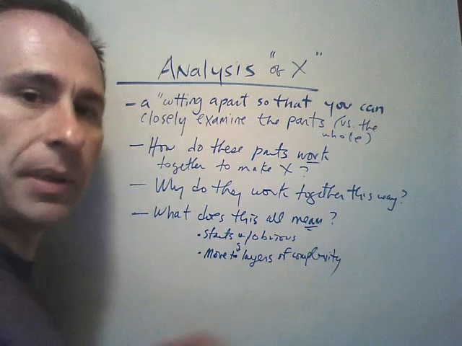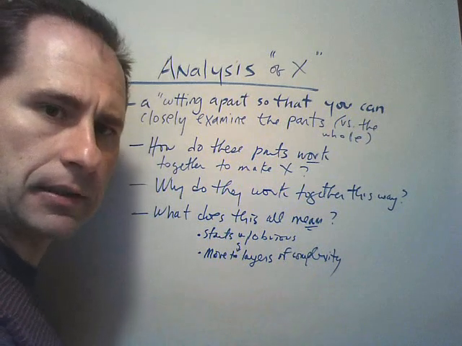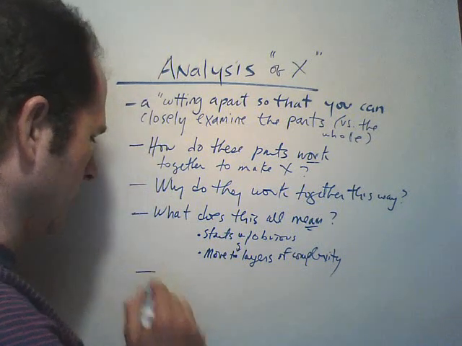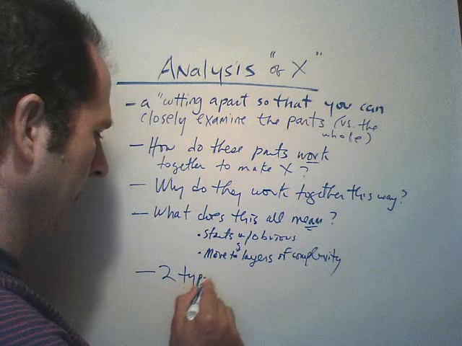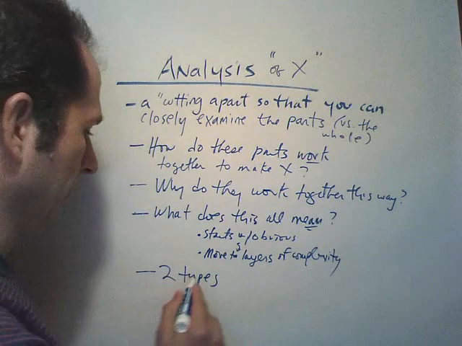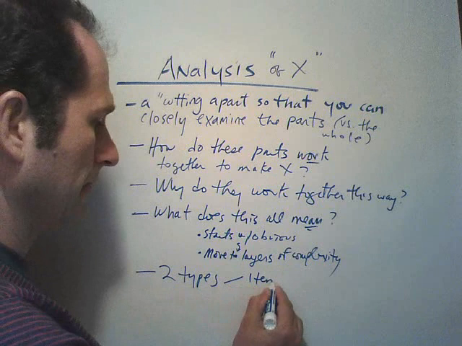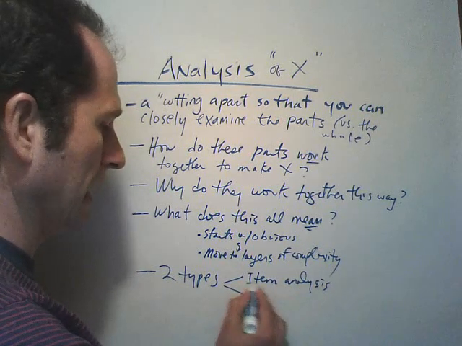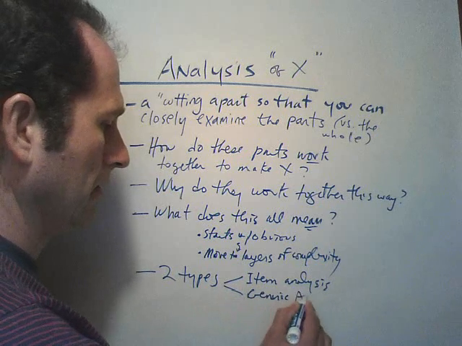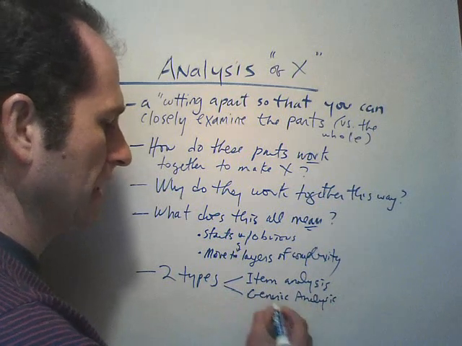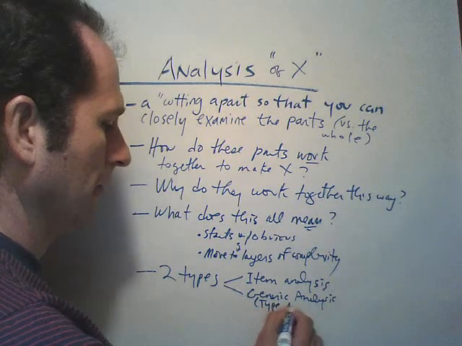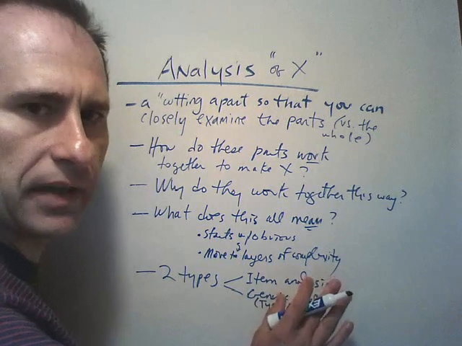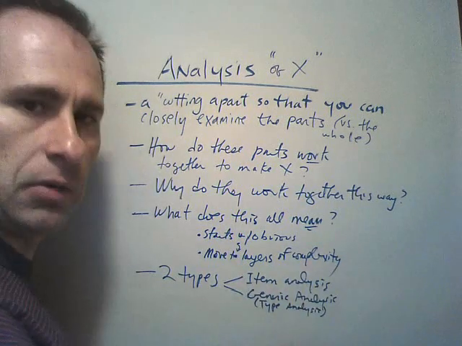Okay. Now in my next videos, I'm going to illustrate these. But I want to put one more thing here. There are two types. I probably should have put this up here, but one is item analysis, and the other one is generic analysis. You could also call this type analysis. And here we're looking at a thing in itself, just one thing, one question, one topic, one issue, one phenomenon.